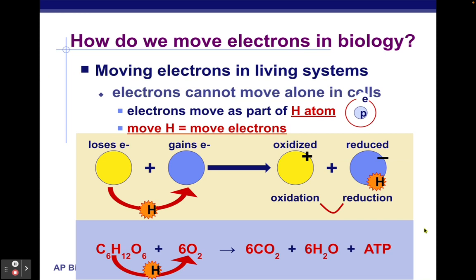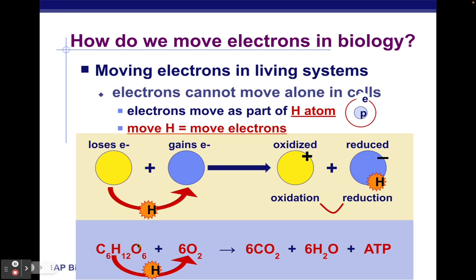All right, so how do we move electrons in biology? Moving electrons in living systems: electrons cannot move alone in cells. They have to move as part of a hydrogen ion. Energy is transferred from one molecule to another during these redox reactions. So when we move hydrogen, we move electrons. Loses an electron, gains an electron, the same thing we saw before.